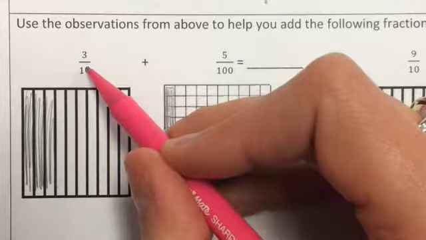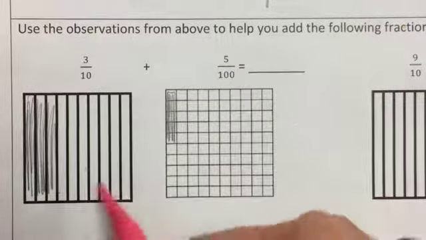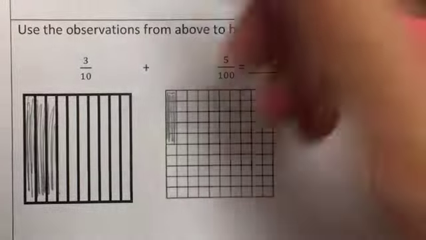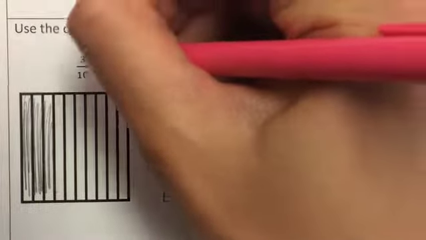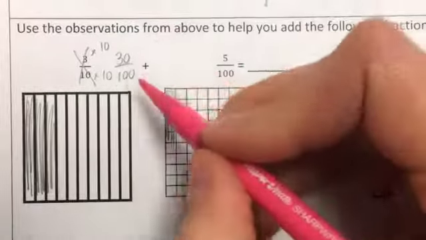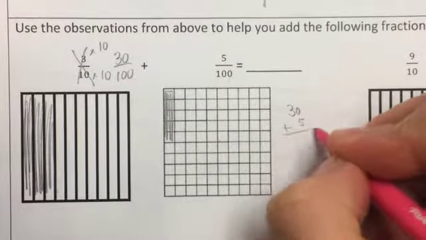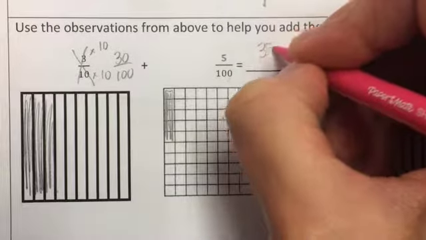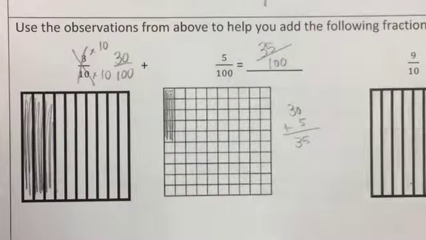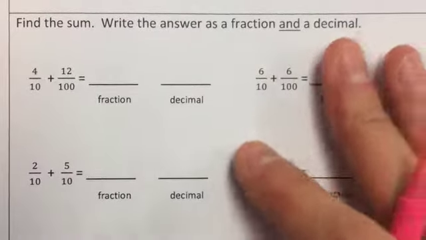So I need to create an equivalent fraction of 3/10 into hundredths, which would be the same thing as me drawing a whole bunch of lines in this model and making it look like this one. So I'm going to just do our strategy that we talked about before. I'm going to multiply by 10 in the numerator and the denominator, and I get 30/100. So now I don't need 3/10 anymore. All I have to do is say 30/100 plus 5/100. And I know that 30 plus 5 is 35, so I'm going to say 35. And then my denominator stays the same as 35/100.